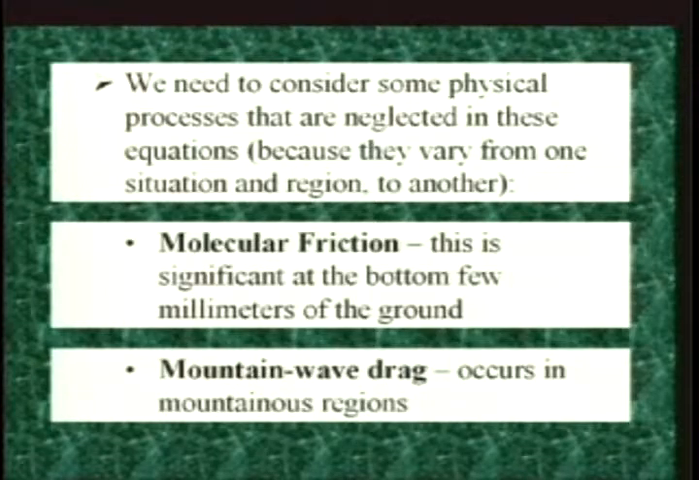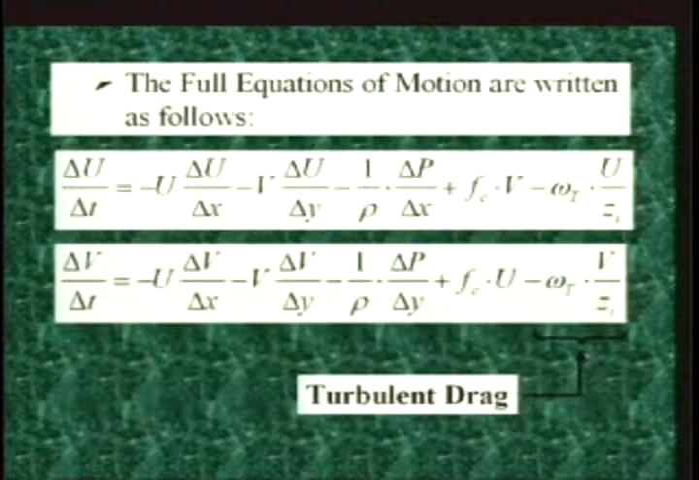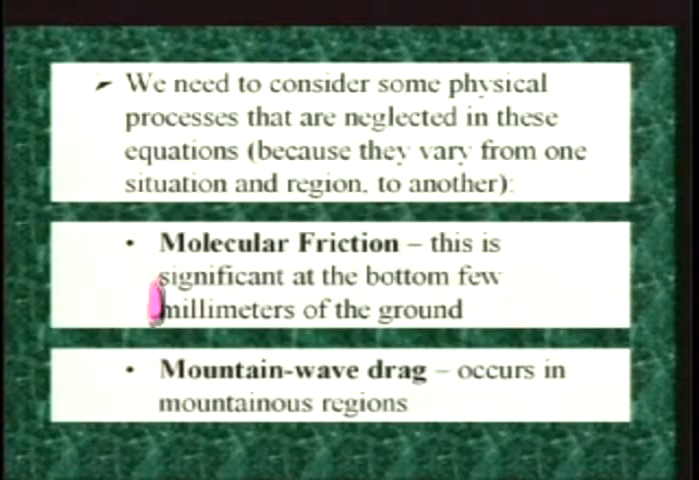We need to consider some physical processes that are neglected in these equations. So there's those long equations right there. There's some things that are neglected that you have to take into consideration, because they vary from one situation to another. One is molecular friction. This is significant at the bottom few millimeters of the ground.